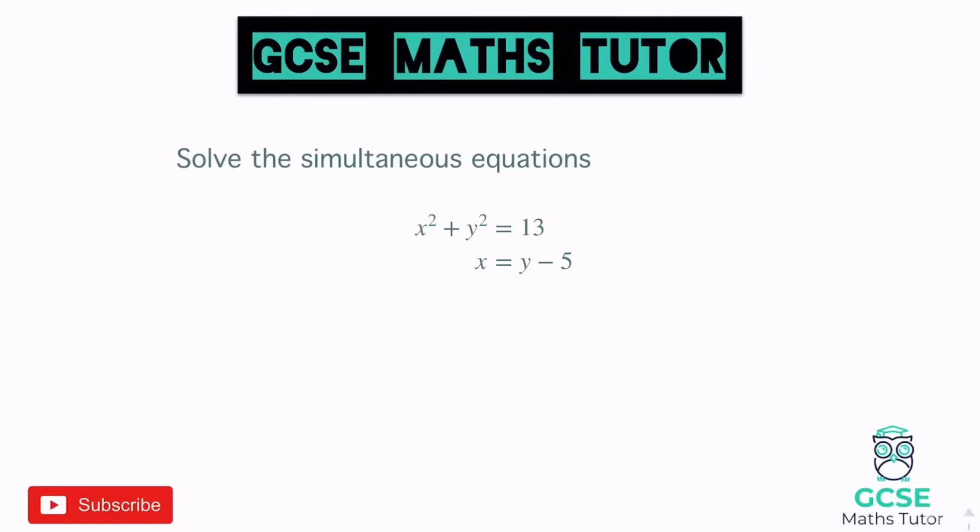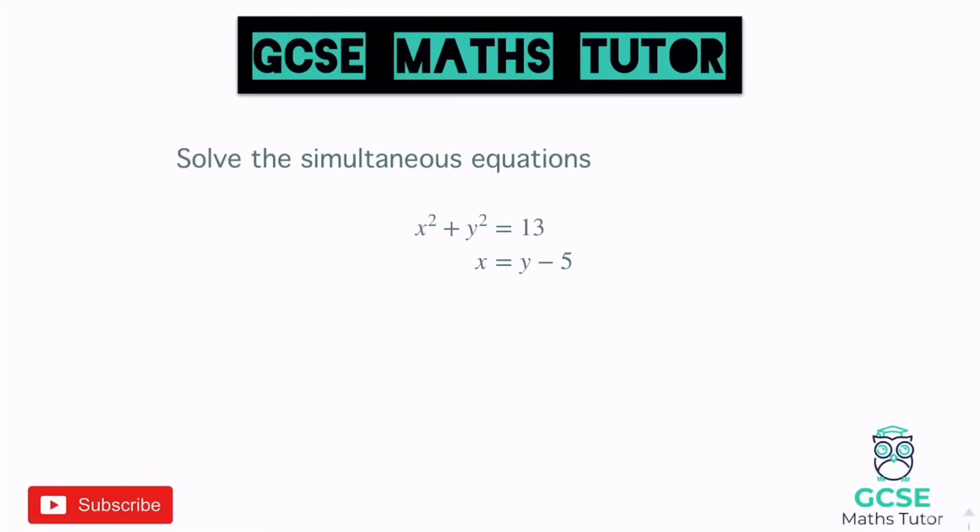Now for this first one, it says x squared plus y squared equals 13. And the second one says x equals y take away 5, or y minus 5. So essentially, we can substitute this y minus 5 in place of the x, because it says x equals y minus 5, then we can actually eliminate one of the variables there.